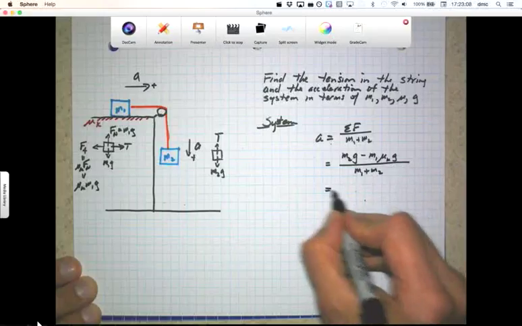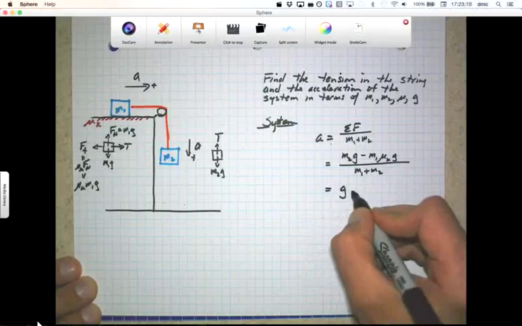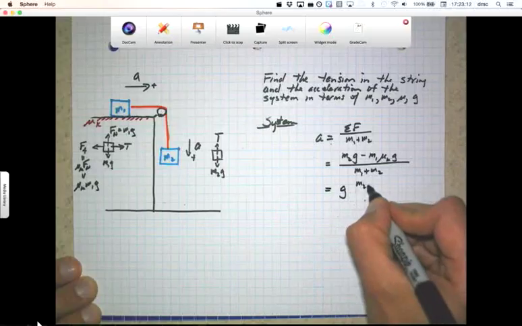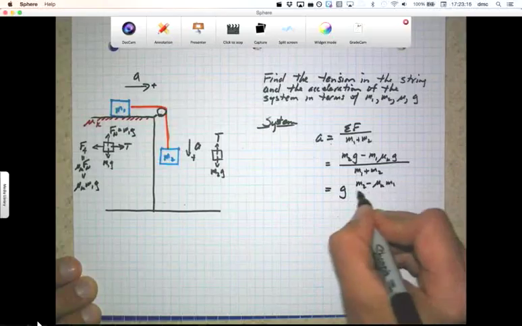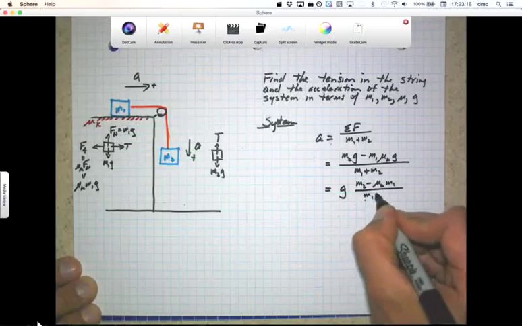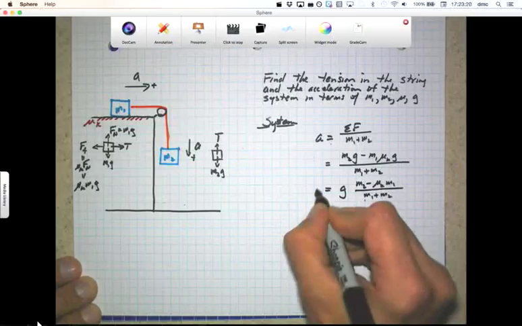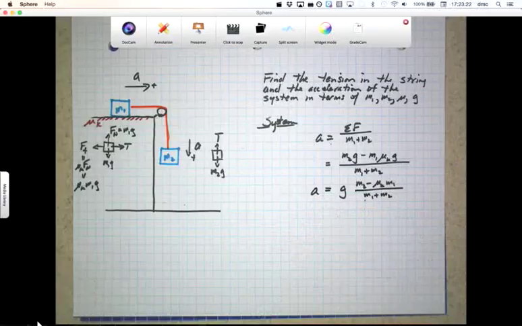Sometimes you'll see it written like this: g times m2 minus mu k m1, over m1 plus m2. And there's your acceleration, if indeed it exists. And since it's moving, we'll assume that it is. I guess it's possible that the friction equals the weight of m2, in which case it would be moving at a constant velocity. But we will assume that the two accelerations are equal.